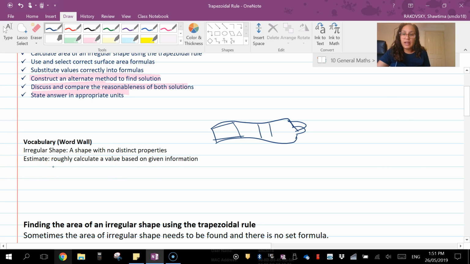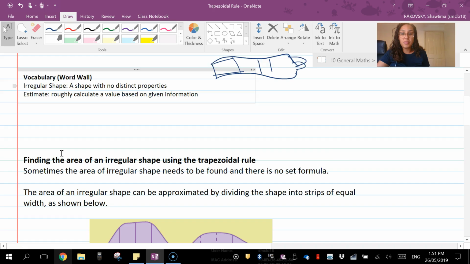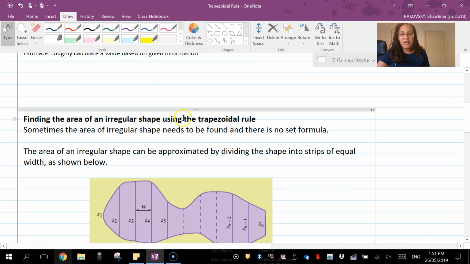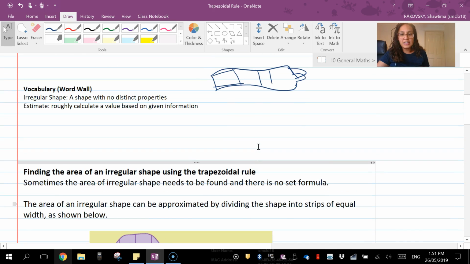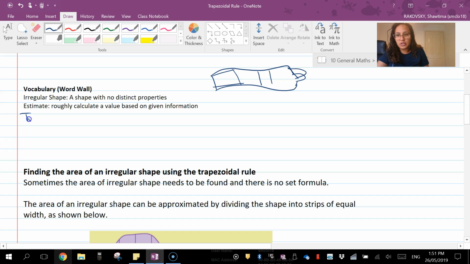An estimate is to roughly calculate based on given information. We'll talk more about that when we do the formulas. So, finding the area of an irregular shape using the trapezoidal rule. A trapezium, or trapezoid, is a shape that looks kind of like this. You've got two parallel sides, this length is always going to be different to this length, and two sloped sides.